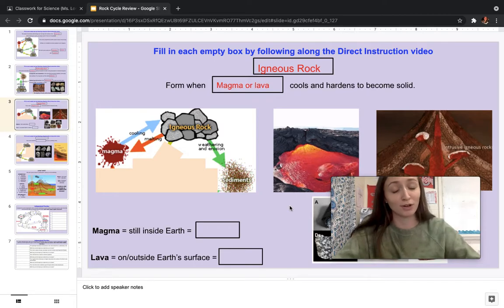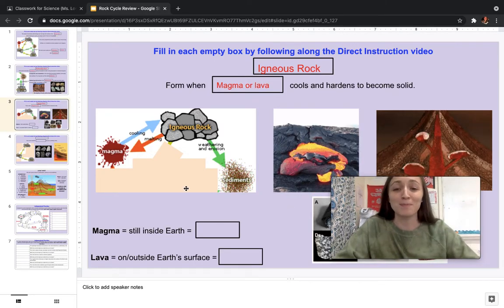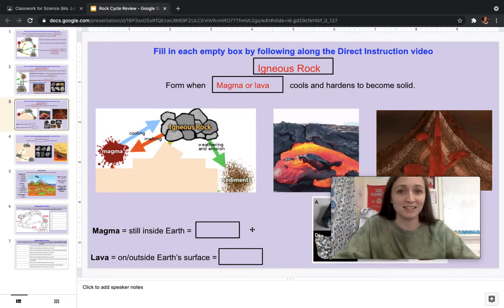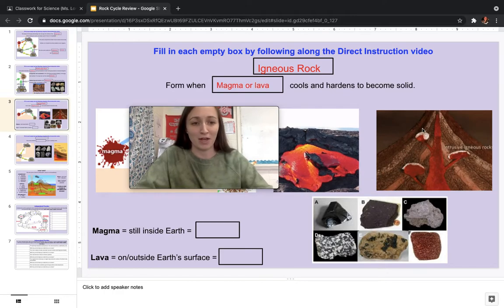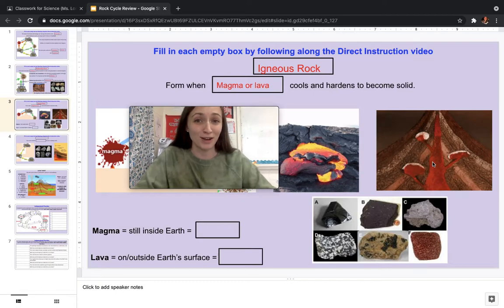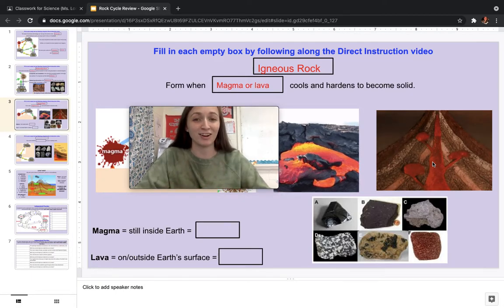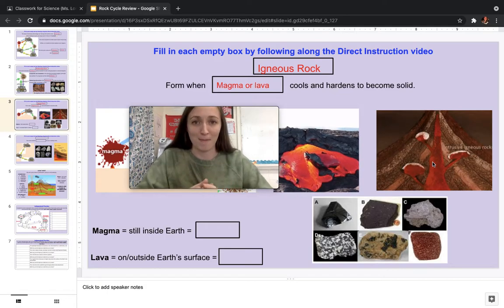Now, the difference between magma and lava is a little tricky, and I think a lot of adults don't even know this one, so you're getting a good piece of knowledge here. It's called magma when it is still inside of the earth. So let's look over here. Think about a volcano, right? This is a volcano. If it is still inside of the volcano, it is referred to as magma.